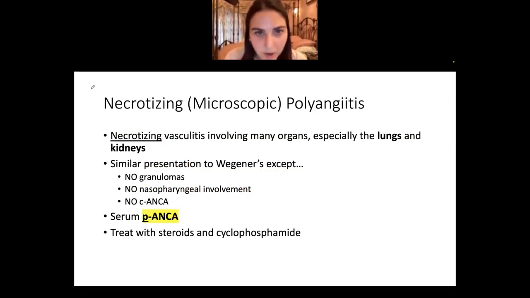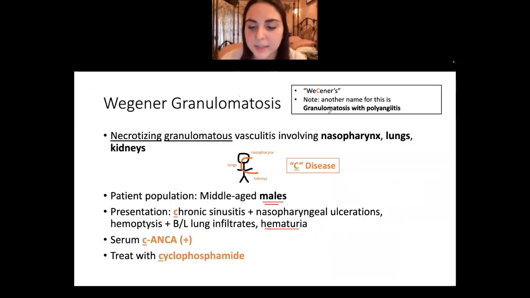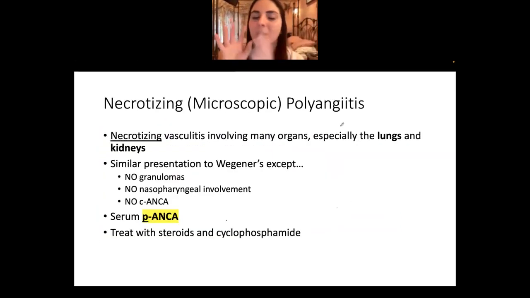All right. The next one is microscopic polyangiitis. But I usually call this one necrotizing polyangiitis because the other name, granulomatosis with polyangiitis, is my granuloma one. And yes, I know technically it's necrotizing in the granulomatous one too, but I don't really care. Is there a granuloma? Is there not a granuloma? This one, no granuloma, just necrotizing, because technically they're all necrotizing. They all cause death because of this inflammation leading to ischemia.